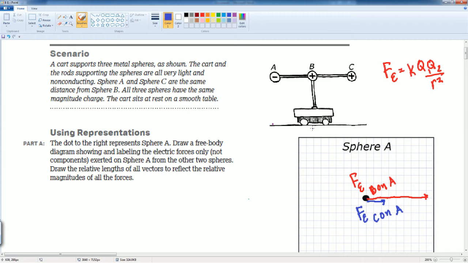So there's going to be C on A, which was pulling it to the right. So there was C on A. Now there's going to be force electrical A on C, and it's going to be the same value here. That's also going to be to the left, right? So something has to balance this one out.